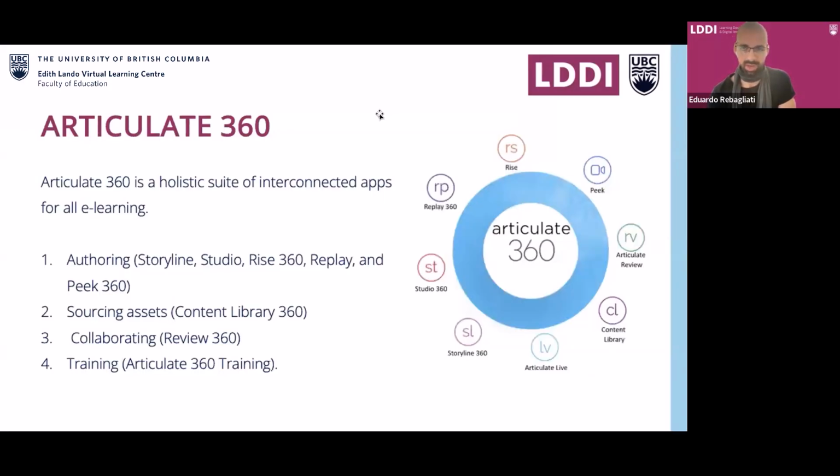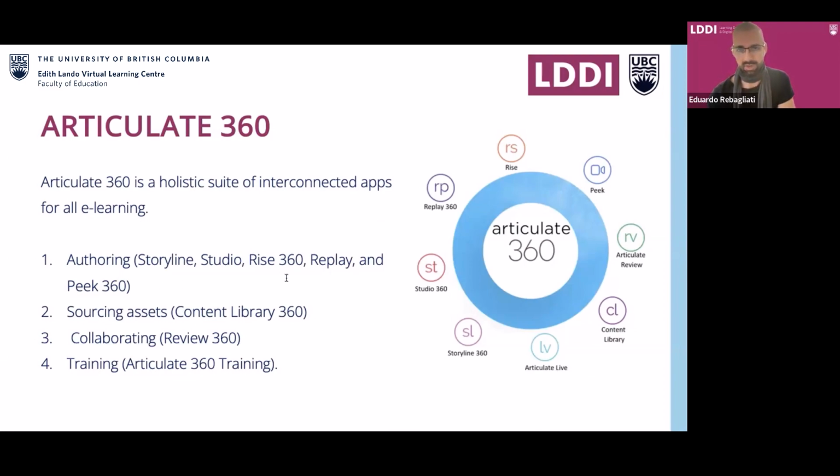Something I first wanted to clarify is that when we talk about Articulate, we're actually talking about a holistic suite of interconnected apps. Articulate is a suite that contains different applications, used for e-learning, with different purposes. One of them is authoring, and among those we have Storyline, Studio, RISE 360, Replay, and Peek 360. It's also used for sourcing assets like the content library, collaborating, and training.